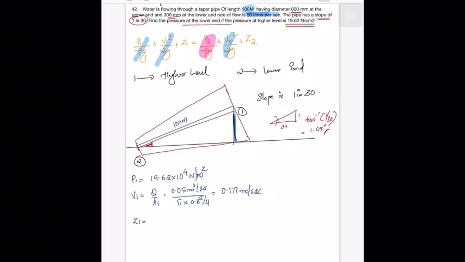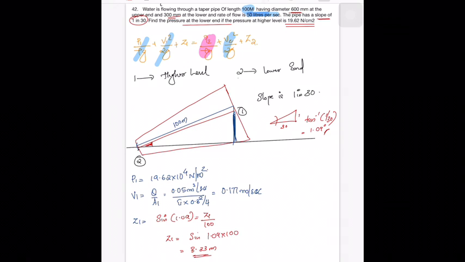Z1 will be equal to sine 1.09 will be equal to Z1 by 100. Therefore Z1 will be equal to sine 1.09 times 100, it is 3.33 meters. So we got the value of Z1 also.